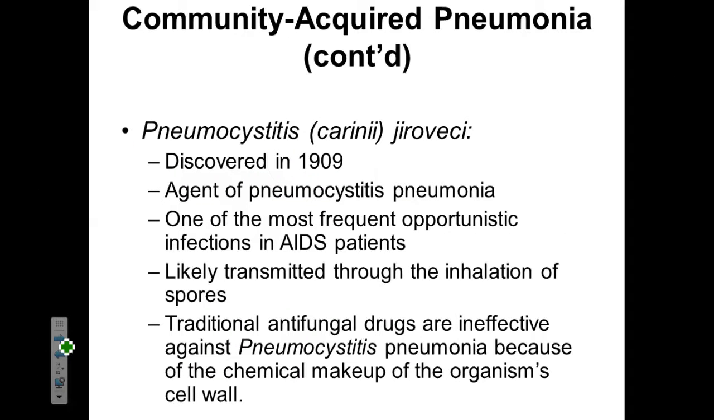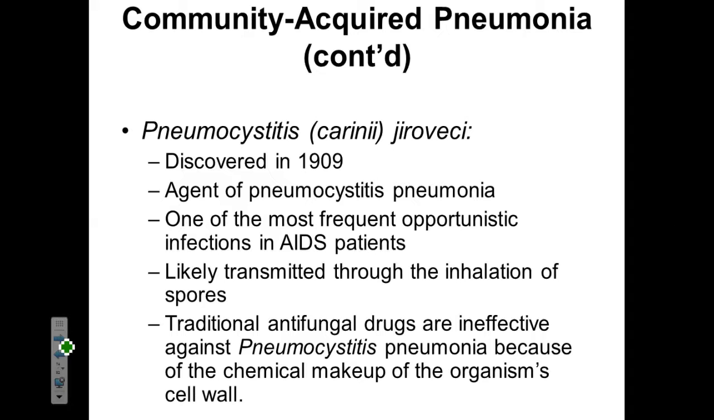Another form of walking pneumonia is Pneumocystis jirovecii, formerly known as Pneumocystis carinii. This was discovered in 1909. This is an agent that can cause pneumocystis pneumonia.